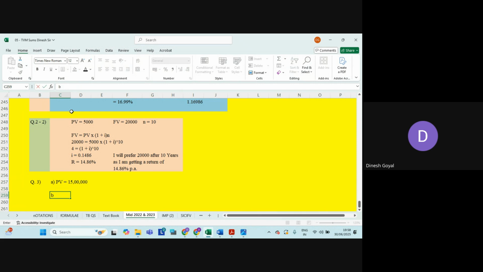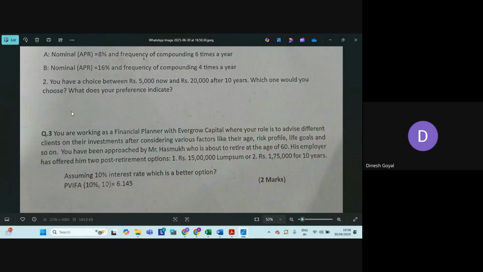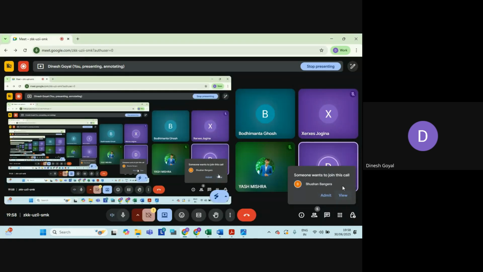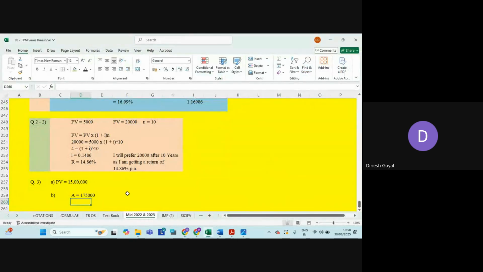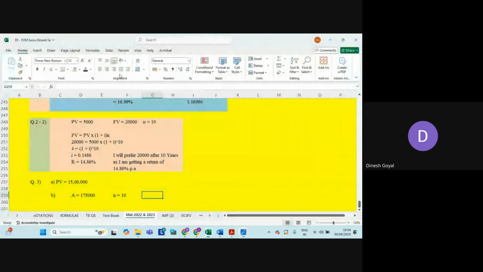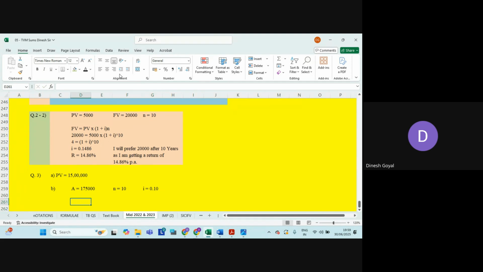Yeah, that is given. And in the second option, what is given? You will get 1 lakh 75 for 10 years. So 1 lakh 75,000 you will get every year, that is given in the question. So that is your annuity, right? And N is 10 years, that is also given. And rate of interest is also given, that is 10%, so I is 0.10. So you have to find the present value of this annuity.